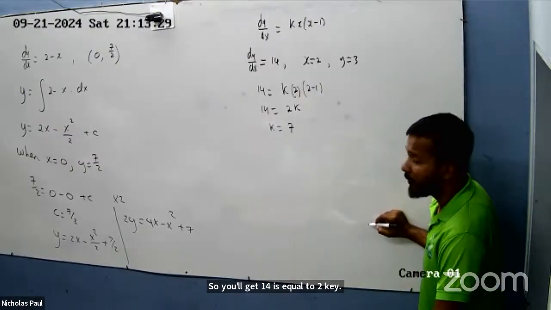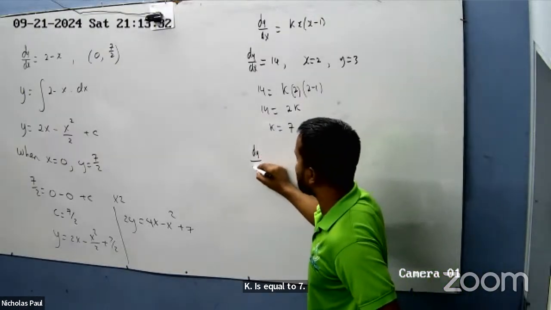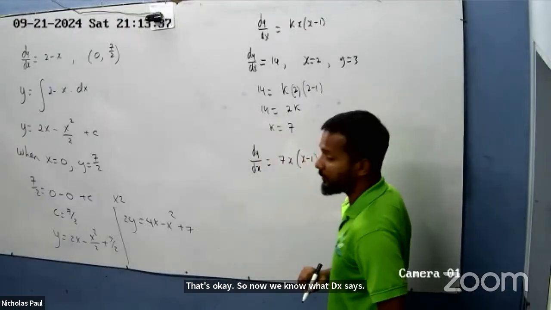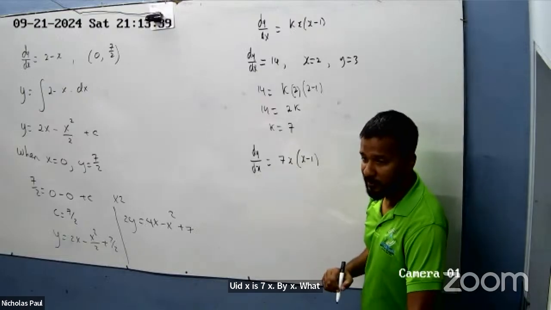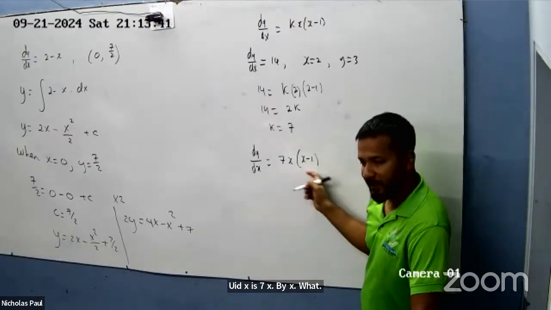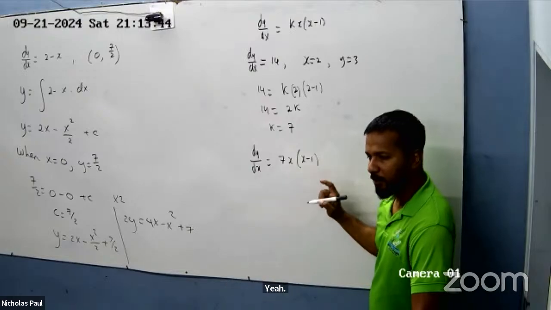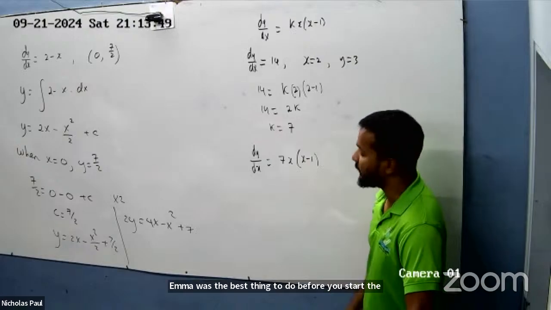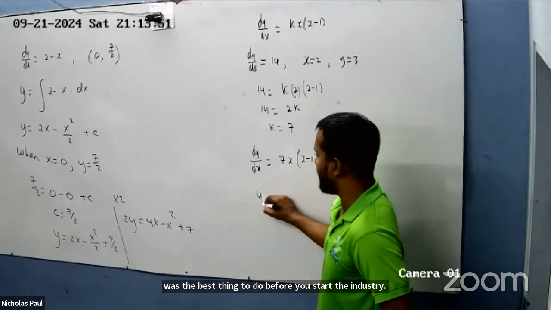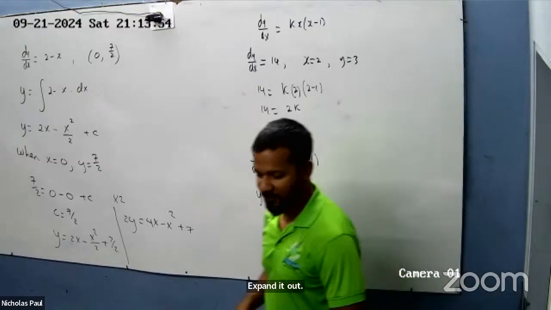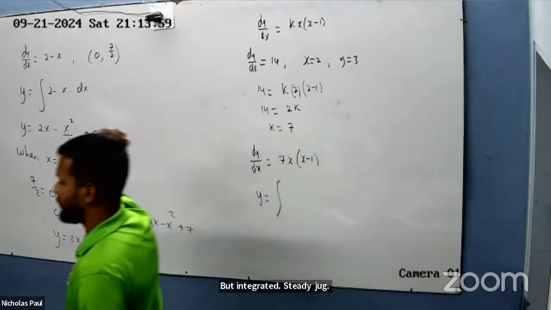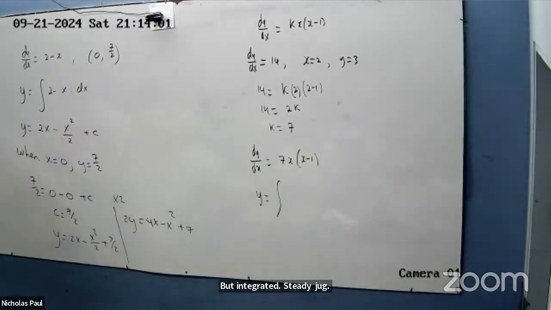That's okay? So now we know what dy/dx is. dy/dx is 7x times x minus 1. So you have to integrate that now to get y. What's the best thing to do here to integrate it? Remember? What's the best thing to do before you start to integrate? Expand it out. I like how you're thinking now. Go ahead. Integrate it, get the equation, and then let's move away from this. Another time. You have too much time.